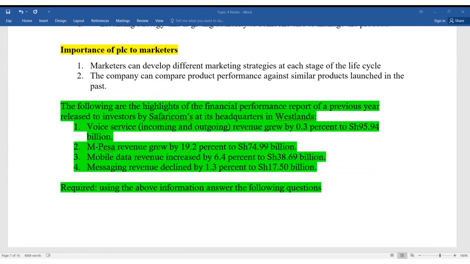When we say portfolio, what do we mean? Portfolio, we mean the group of products offered by a company. Like, for example, let's give an example of a restaurant.